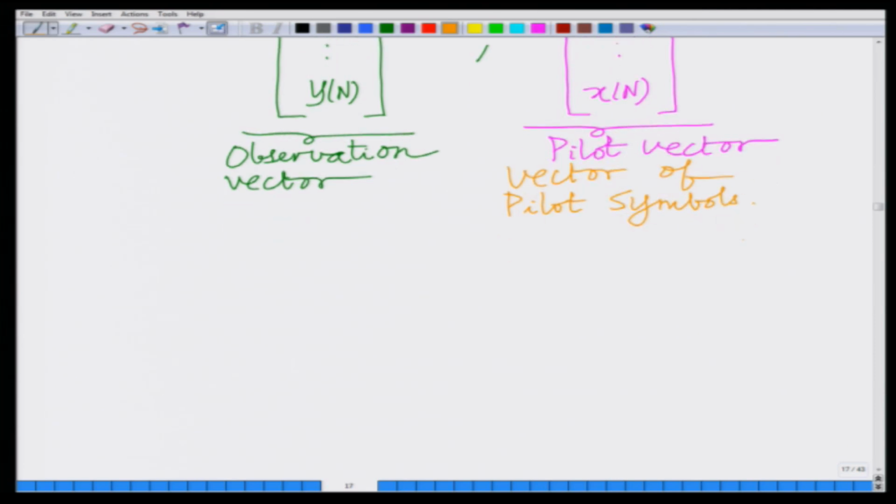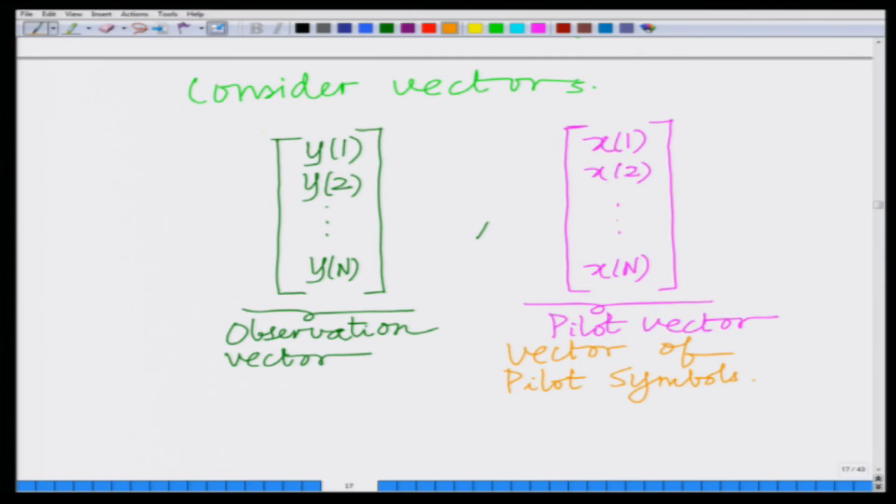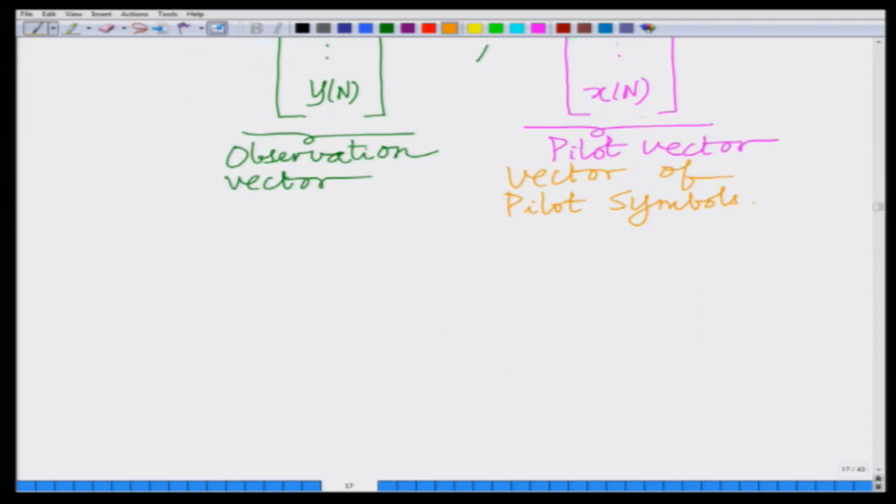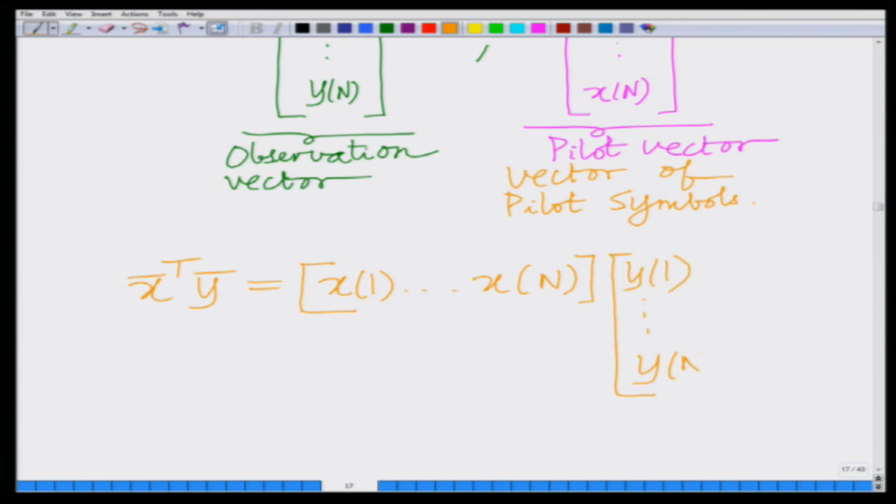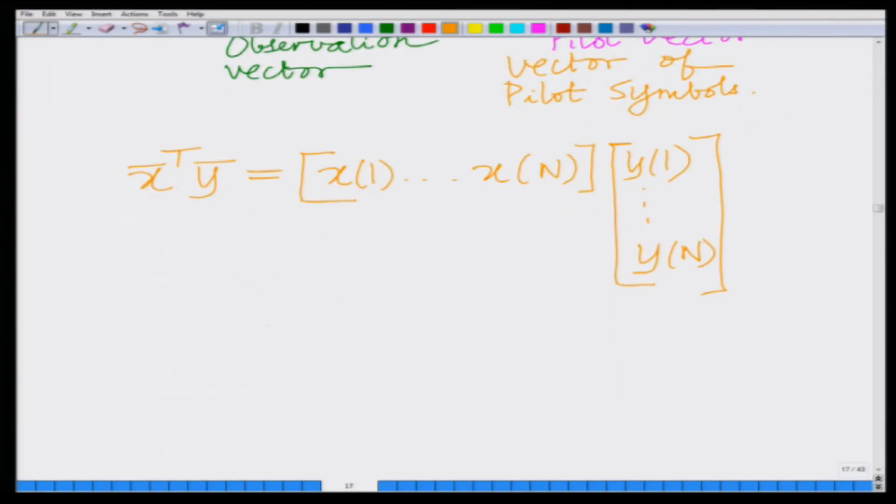This is the vector of pilot symbols. Now, I am going to denote this observation vector, which we have already represented by y bar. Let us denote this pilot vector by x bar, that is x1, x2, up to xn. Now look at x bar transpose y bar: that is the row vector x1 up to xn times the column vector y1 up to yn, which is basically nothing but this.